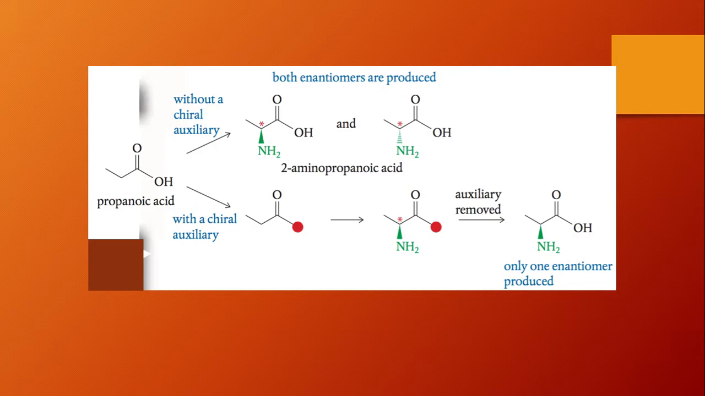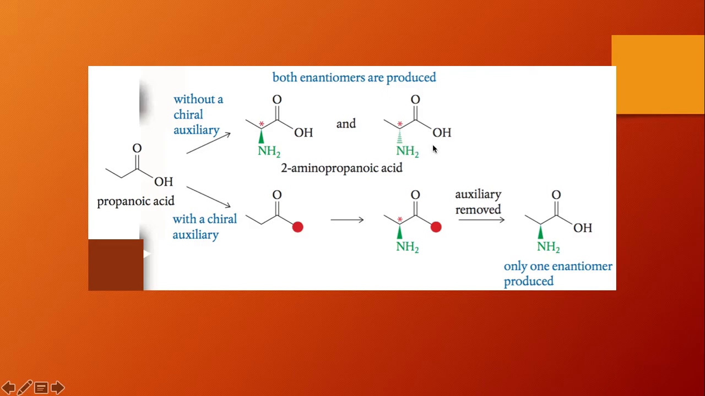So here is a simple example. Let's say you take propanoic acid, and if we look at the top route, let's say we don't use a chiral auxiliary. If we do a reaction which adds an amino or an amine group, okay, at our chiral center, you have two possibilities, okay? And in fact, both enantiomers will be produced, okay? This one here is coming towards you, the NH2. This one here, the NH2 is going backwards, okay?